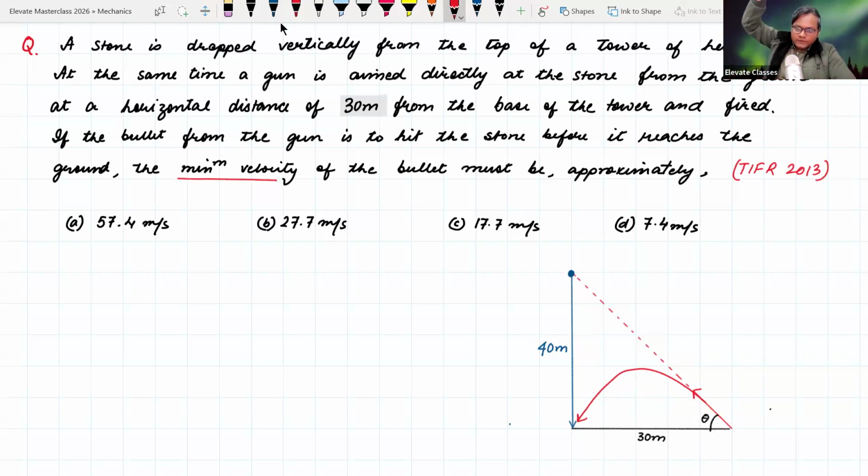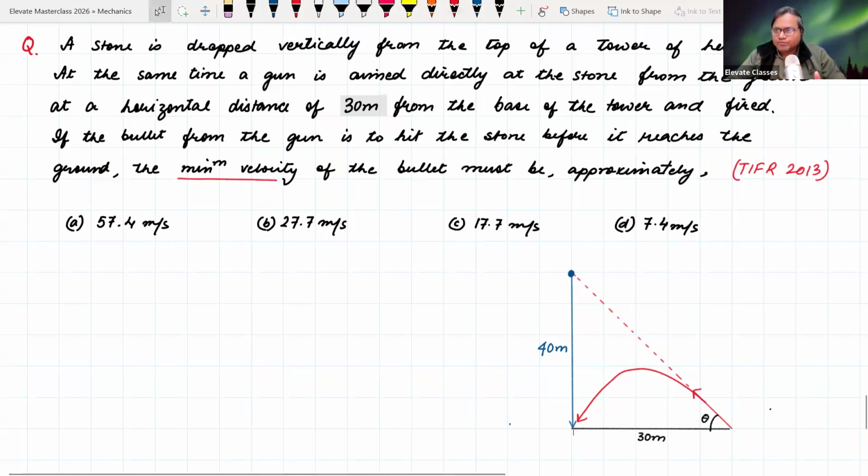This is basically the motion. Stone is being dropped vertically. Initially the gun is pointing to the stone. Gun shoots a bullet. As the bullet comes out, the stone is also falling down. And finally the bullet meets the stone somewhere in the middle. But we don't want just a random point. We want the minimum velocity. Minimum velocity means just before the stone lands, the bullet must hit the stone. That's it. This is your motion overall. Shall we start?